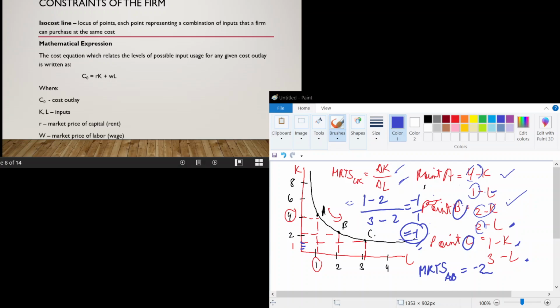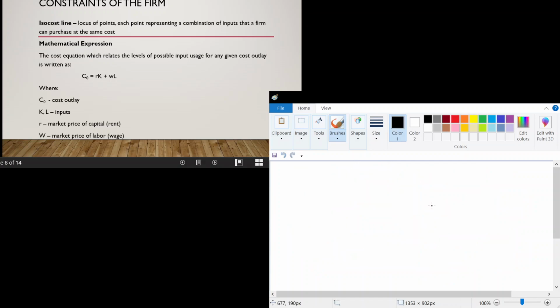So the cost equation, which relates the level of possible input usage for any given cost outlay, can be written as, so C are yung cost outlay, C is equal to RK plus WL, where K is the capital, L is the labor, and then yung R natin is the rent, and W is the wage. So rent is related to capital, and then wage is related to labor. Okay.